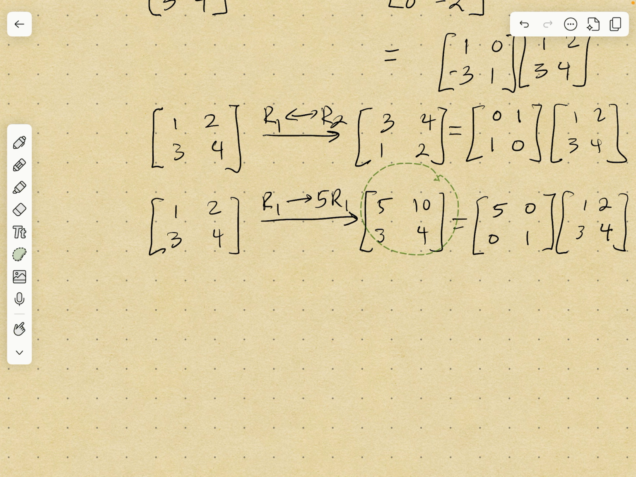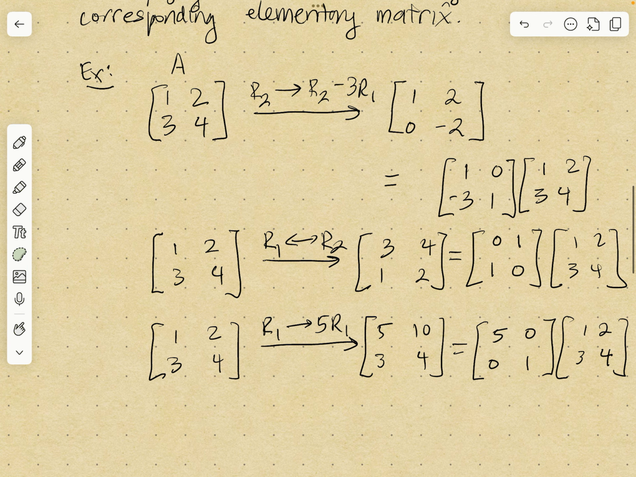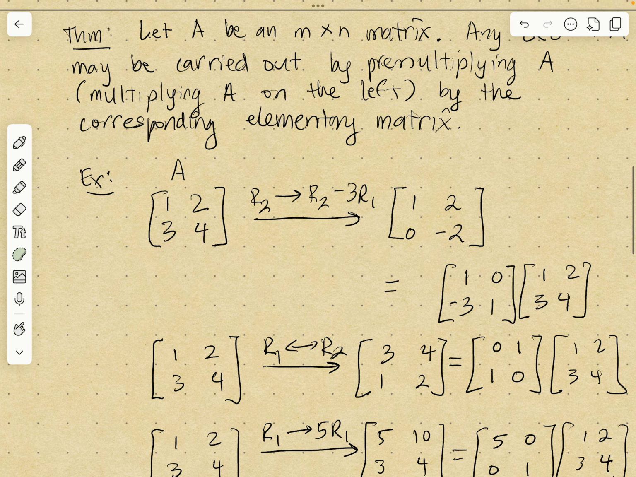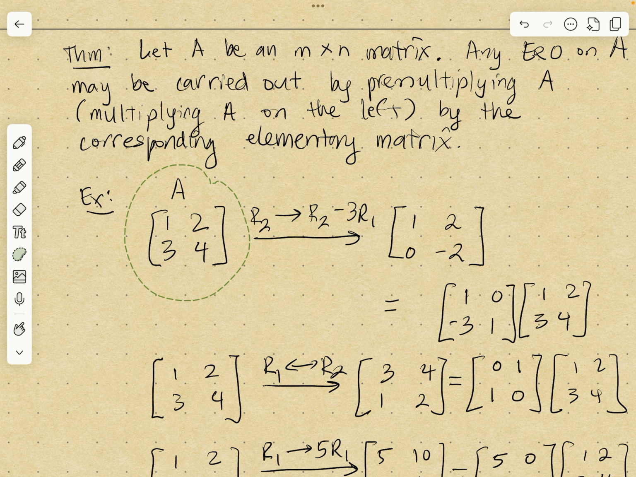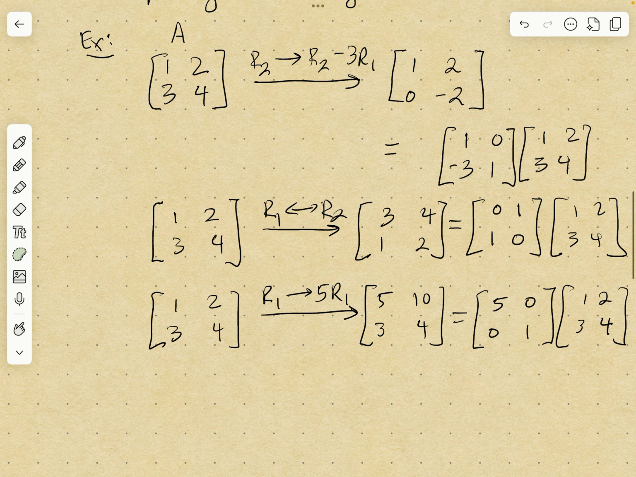And so that's what the theorem is saying. The theorem is saying that this is true. This fact is true no matter what your matrix A is. It doesn't even have to be a square matrix. It's still true.